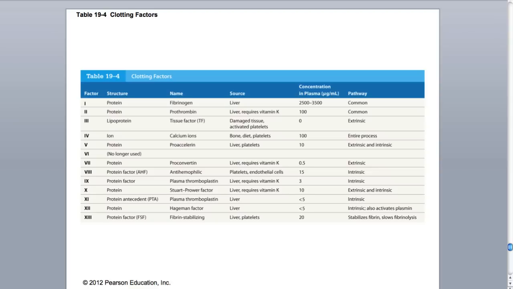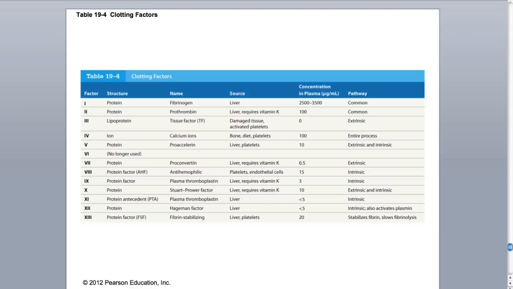So in the intestine, and when I say intestine, I'm really talking about the large intestine, bacteria help produce vitamin K. And much of what you see here as clotting factors are made because of vitamin K. You'll see it listed here: requires vitamin K, requires vitamin K, requires vitamin K. So many of these require vitamin K to produce them as clotting factors.